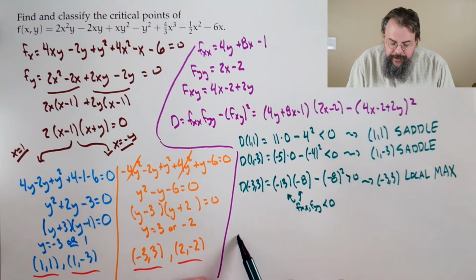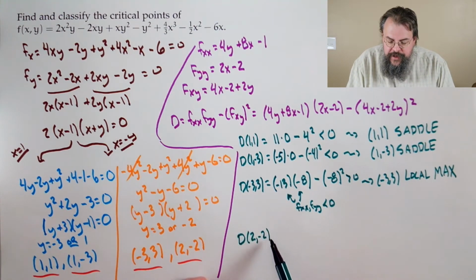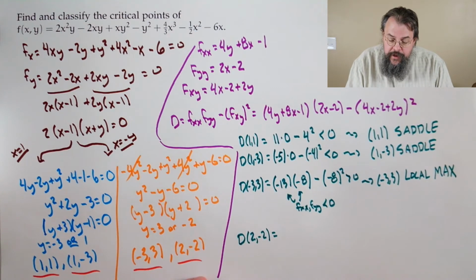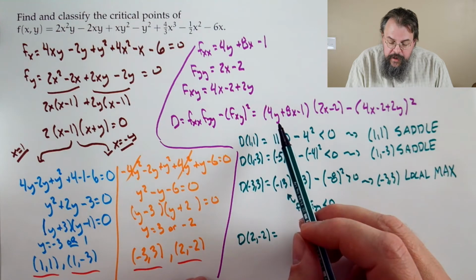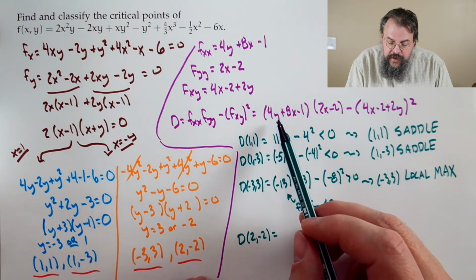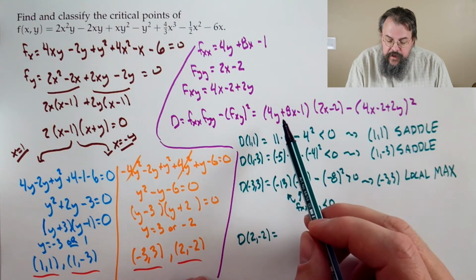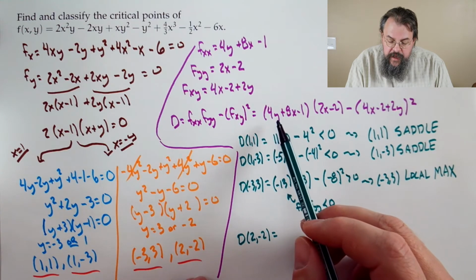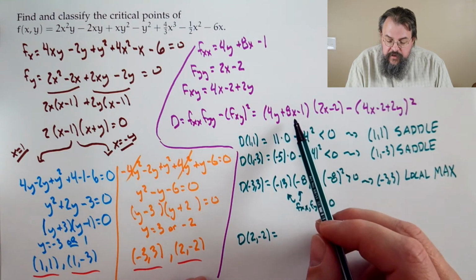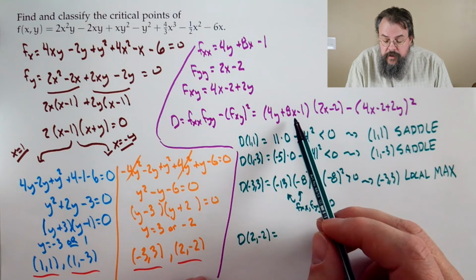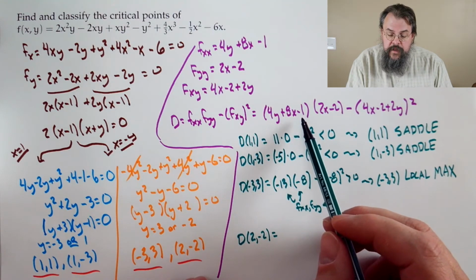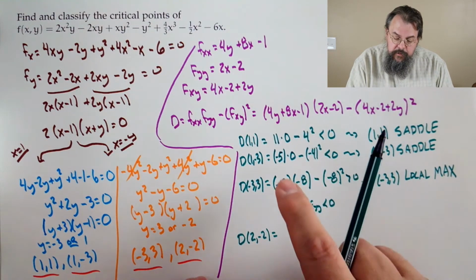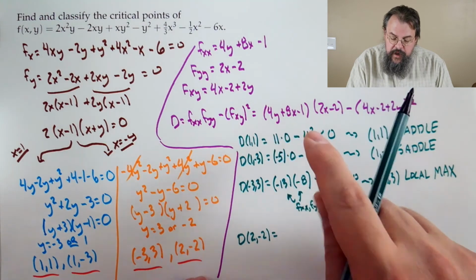All right, great. One more to go. So, 2, negative 2. Well, what happens? So, I'm going to replace y by negative 2 and x by positive 2. So we have minus 8 plus 16. That's just 8. And then minus 1. All right? So, minus 8 plus 16 minus 1.